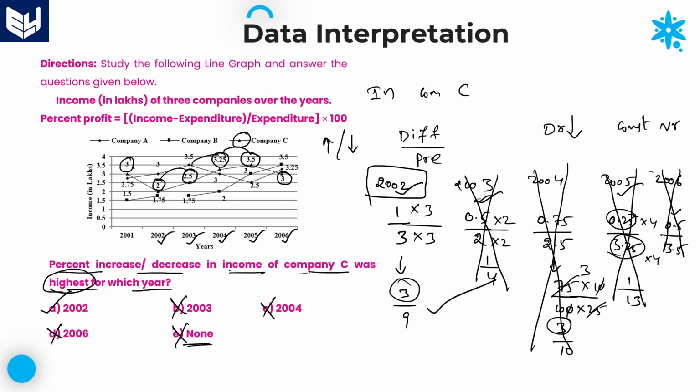In this way, you need to solve the questions related to profit percentage. Remember, expenditure is always 100 percentage whenever we are solving problems based on income, expenditure and profit.